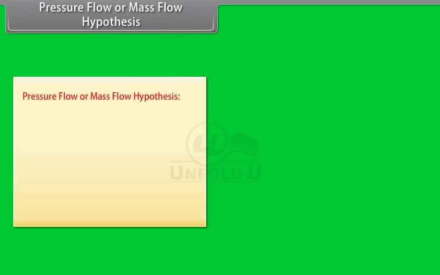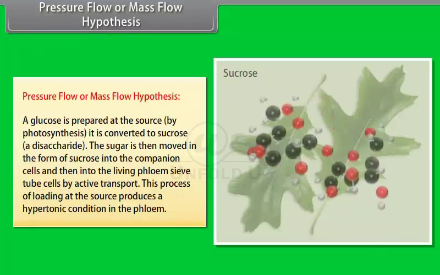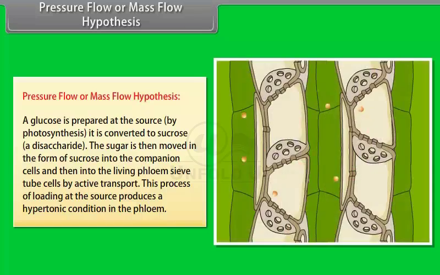Pressure flow or mass flow hypothesis is the accepted mechanism used for the translocation of sugars from source to sink. Glucose is prepared at the source by photosynthesis. It is converted to sucrose. The sugar is then moved in the form of sucrose into the companion cells and then into the living phloem sieve tube cells by active transport. This process of loading at the source produces a hypertonic condition in the phloem.